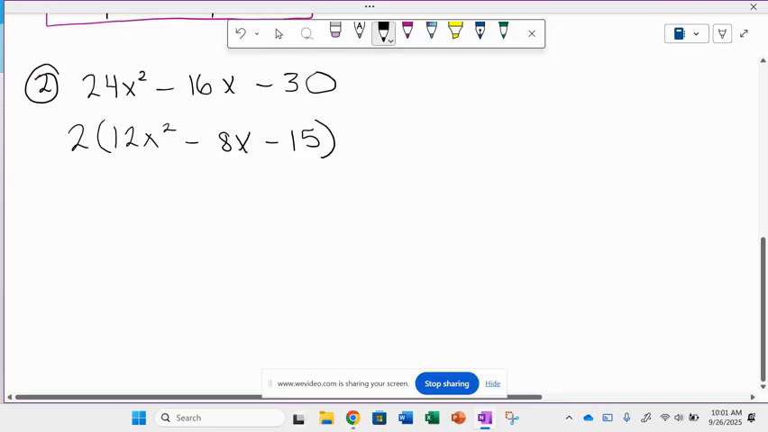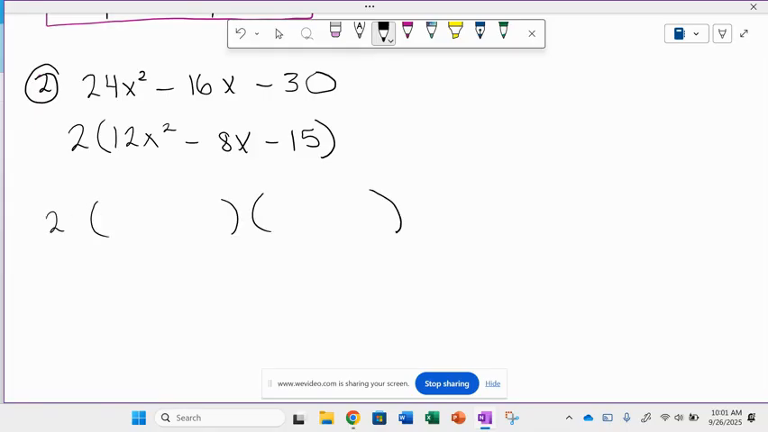So what I'm going to do here is this one's a little bit more difficult. Why is this one a little bit more difficult? Because 12 is not a prime number. So 12 has multiple factors. So we can do 2 and 6, or we can do 3 and 4, or we can do 12 and 1. Do we agree? Factors of 12. All right, and then we also have to look at factors of negative 15.